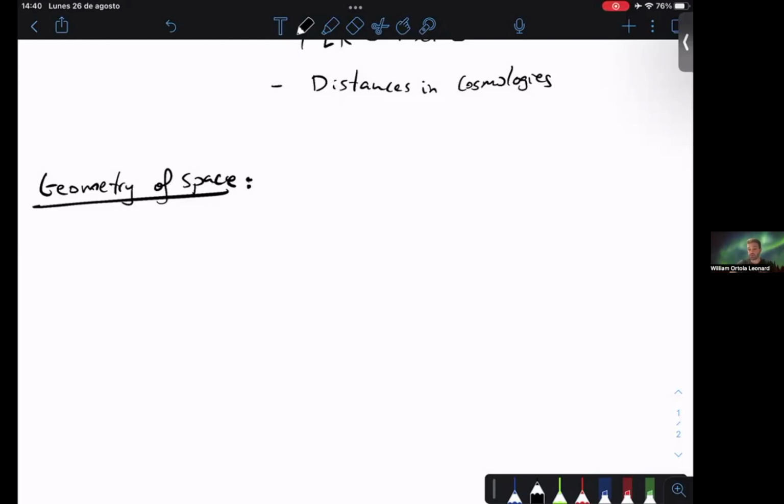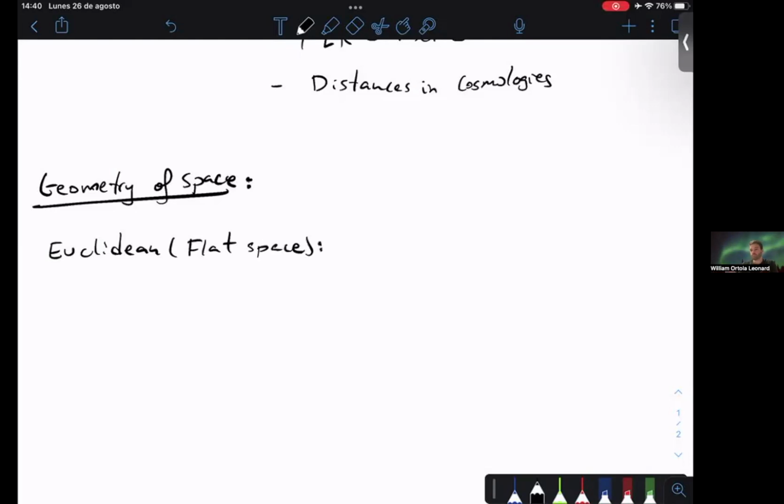Again, it doesn't have to be a two-dimensional object or space. It can also be a three-dimensional space. So let us start with the Euclidean one. Remember, this represents a flat space. The Euclidean geometry is a flat space.